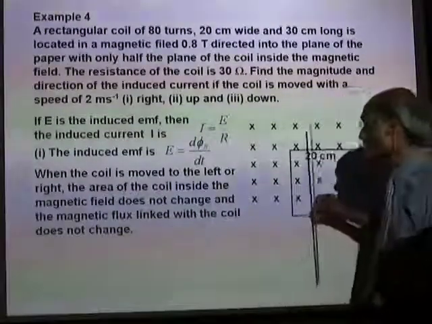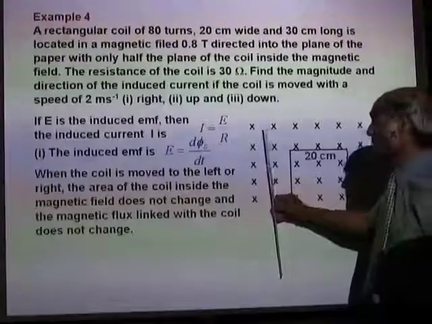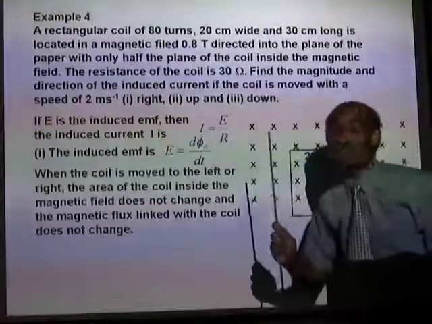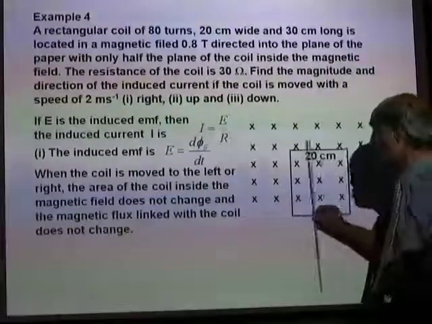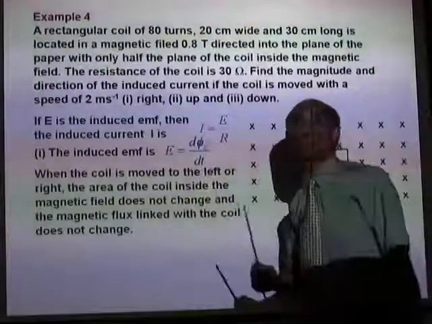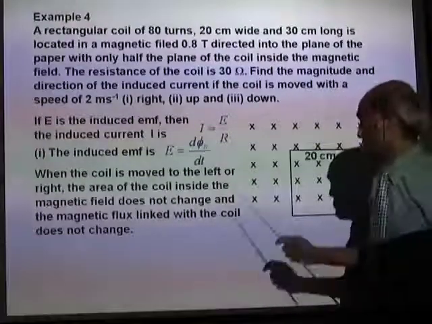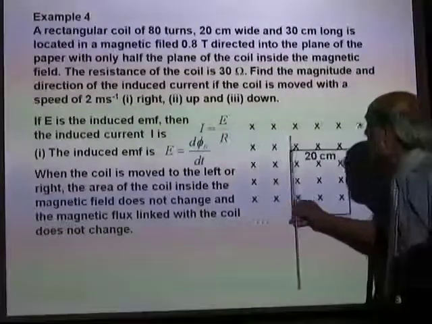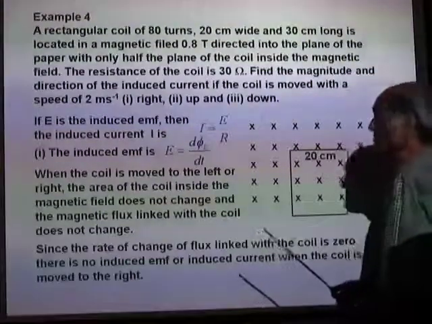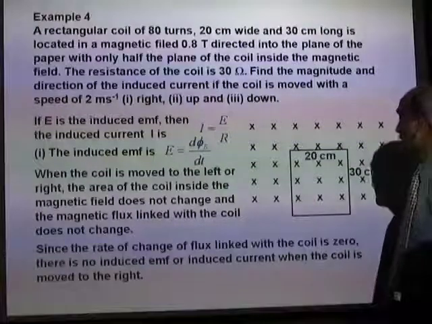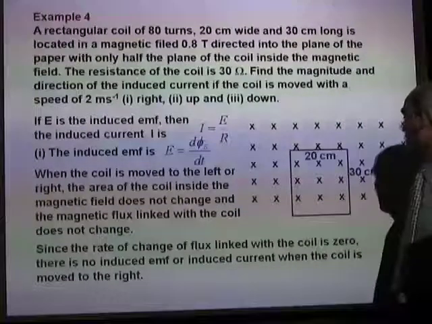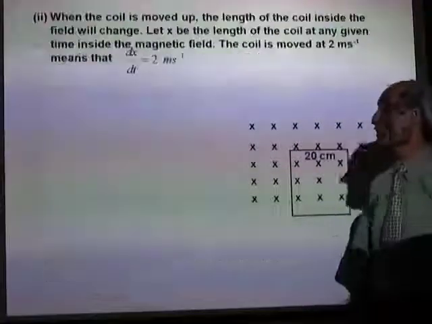When the coil is moved to the left or right, the area of the coil inside the magnetic field does not change. And as the area does not change, there is no change in the magnetic flux. And if there is no change in the magnetic flux, there is no induced EMF. So in the case when the coil is moved left or right, the induced EMF is 0. Since the rate of change of flux linked with the coil is 0, there is no induced EMF, and therefore there is no induced current in this case.